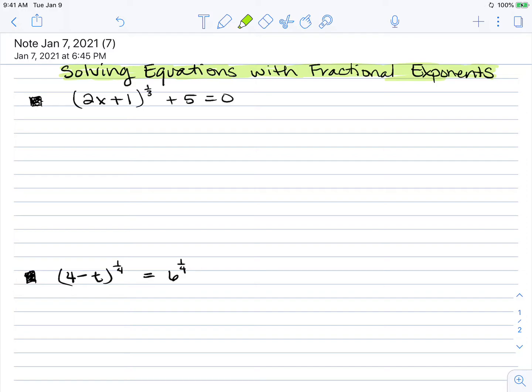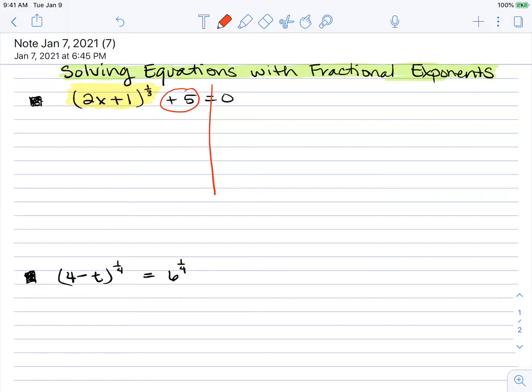So we're going to solve equations with fractional exponents, and we are going to try to get this part right here on the left side of the equation. So all of this needs to be alone, and it's not. I need to be able to move this away from it.